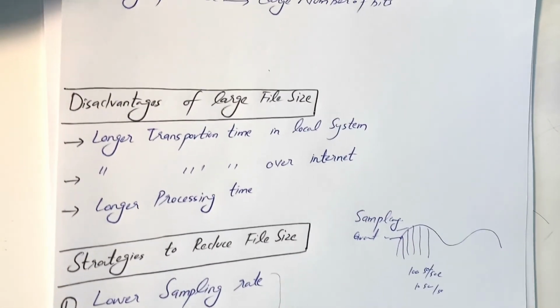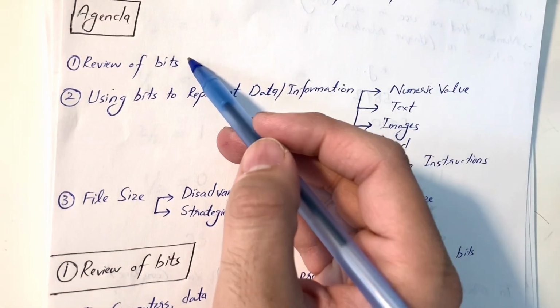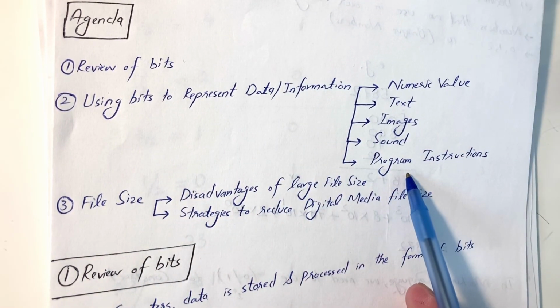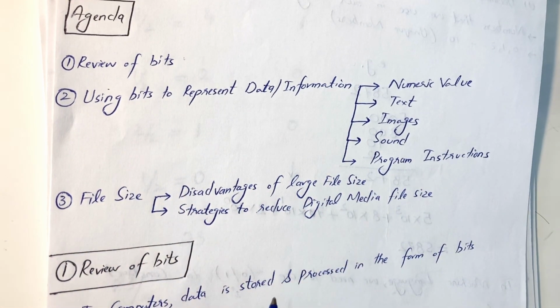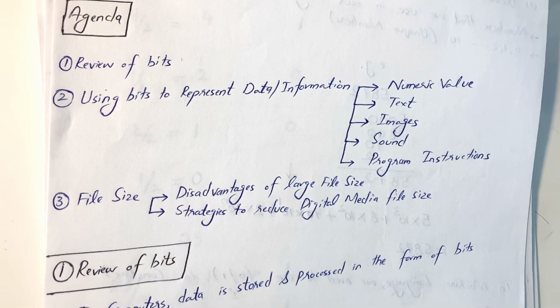So that's it for chapter number 1, part 3. We have discussed mainly three things: a review of bits; all these different types of information and how we can convert them into bits; and finally the file size, the disadvantages of a large file size, and how we can reduce the file size.